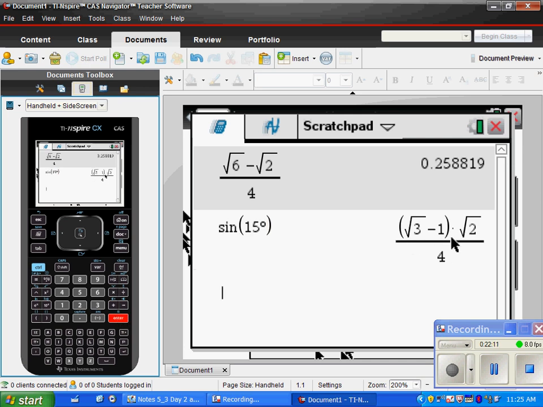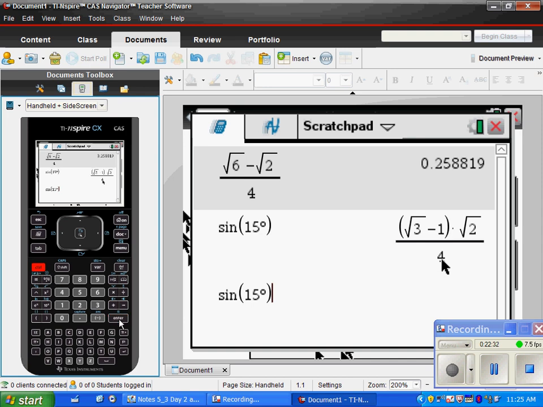I have 3 square root of 2 times root 2. Now, look at that just for a second. Square root of 3 minus 1 times root 2 over 4. Distribute that. That would be square root of 6 minus square root of 2 over 4. So the calculator kind of factored it, which is the same answer that I have.